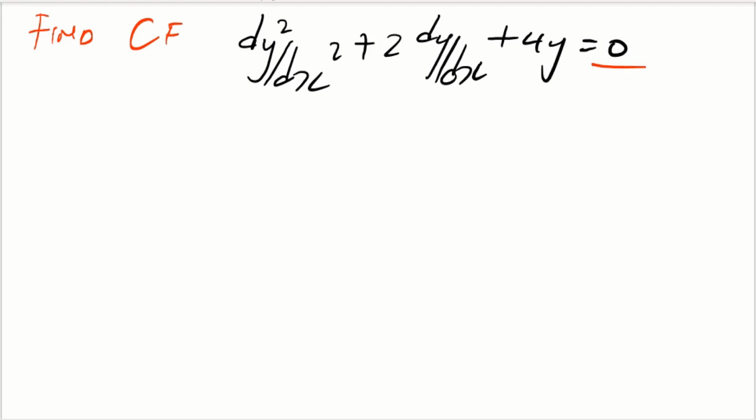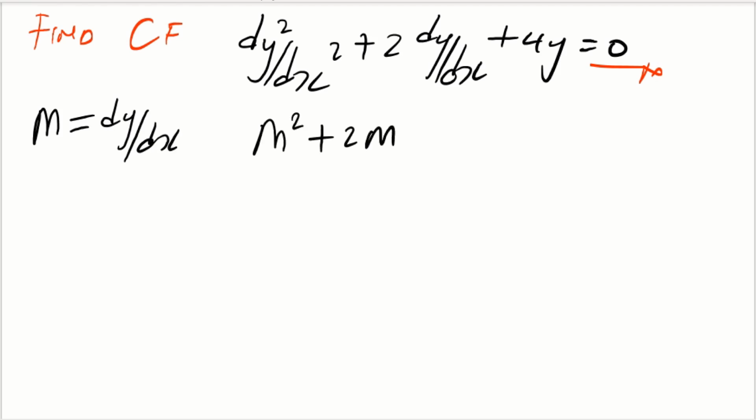So we only find CF when the equation is equated to 0. If it was equated to a function, you're going to find a particular integral. So now you convert everything to m, so you let m equal dy/dx. Now here we're going to get m squared plus 2m plus 4 equals 0. You cannot find the factors for this, so you need to use what is called complex numbers.